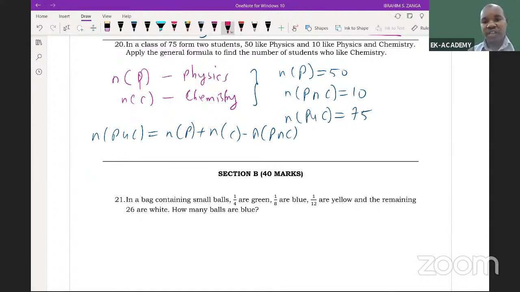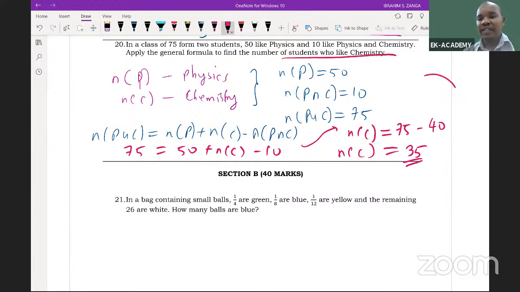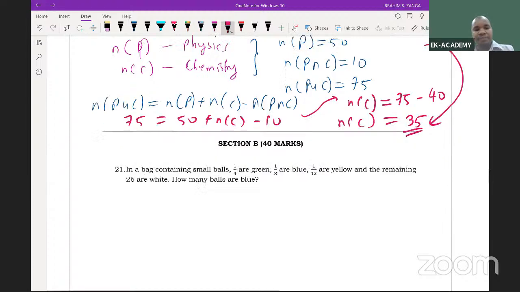So number of physics union chemistry is 75, equals number of physics, which is 50, plus number of chemistry, something we're looking for, minus 10. And from here, you can see that number of chemistry will be 75 minus 50 minus 10, it is 40. So 75 minus 40, number of chemistry, we get 35. So it means number of students who like chemistry is 35 students.